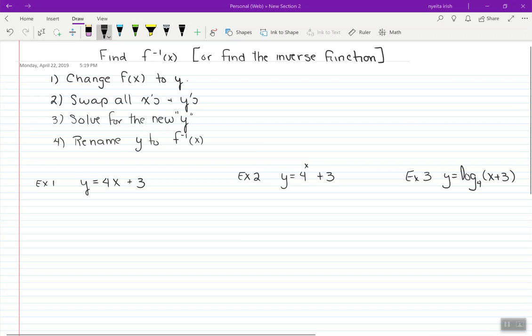To find an inverse function, these 4 steps are applied to any function that happens to be one-to-one. So in the case of a function that's one-to-one, remember that means it passes the horizontal line test, we can find its inverse. So for this first example, change f of x to y. I already did that. Step 2, swap all x's and y's.